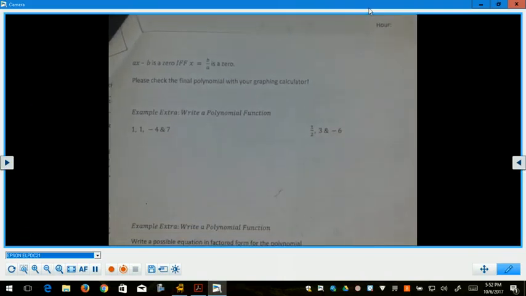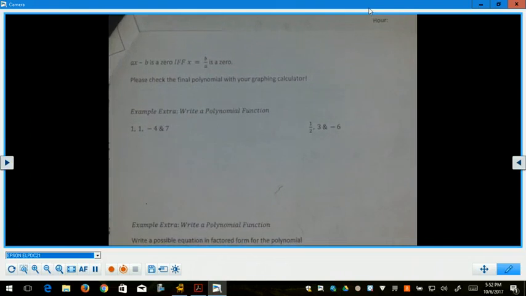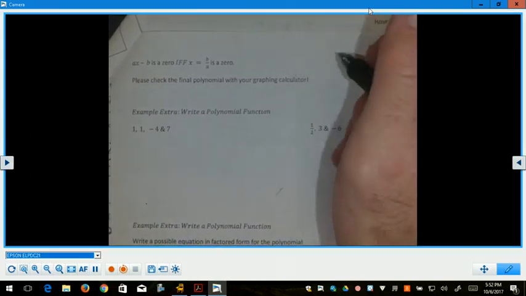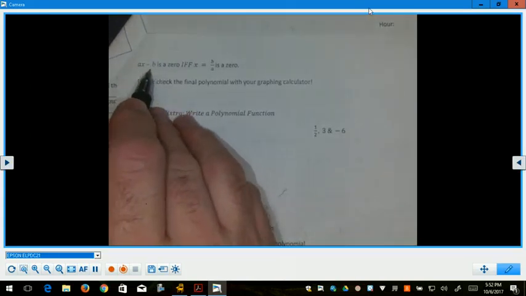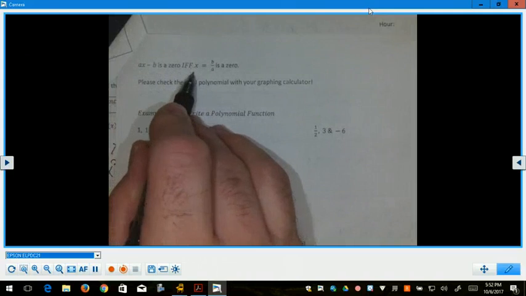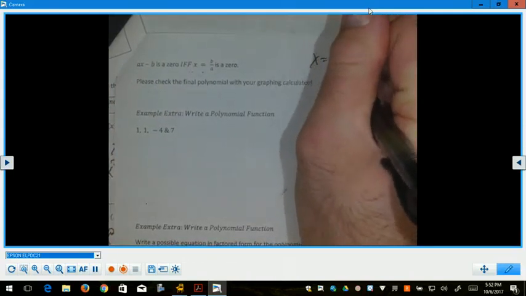The last learning target of lesson 2.2 is for you to be able to build a polynomial function. So you're going to check this with your graphing calculator when you're done. But what we have here is that ax minus b is a 0 if and only if x equals b over a. Let's think about that for a second.